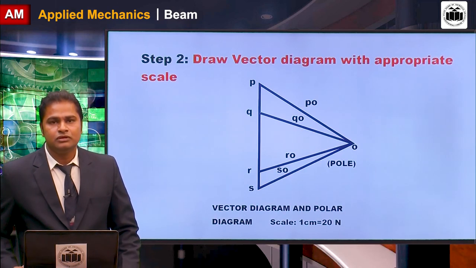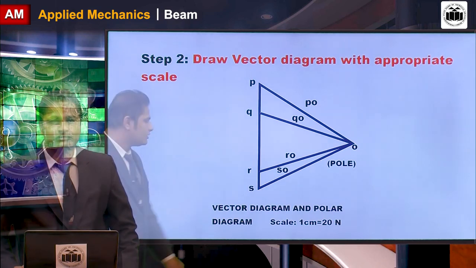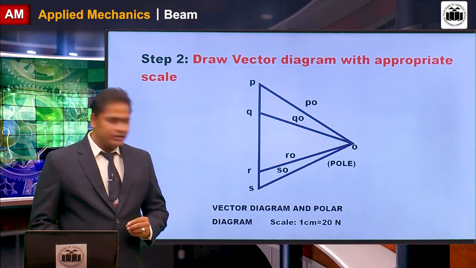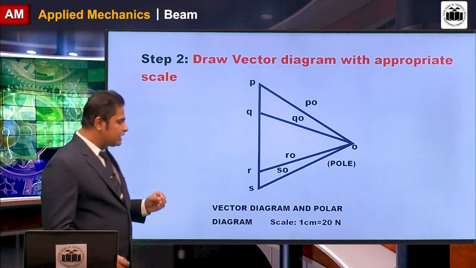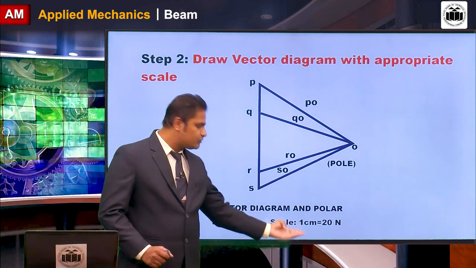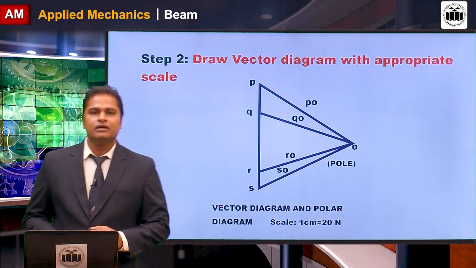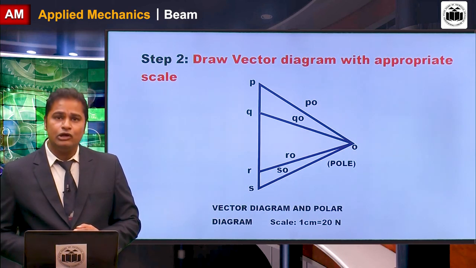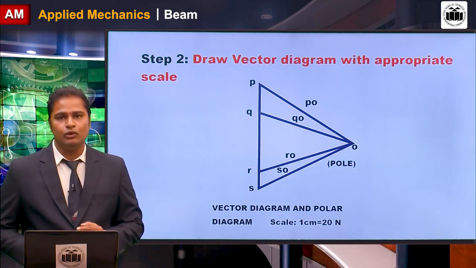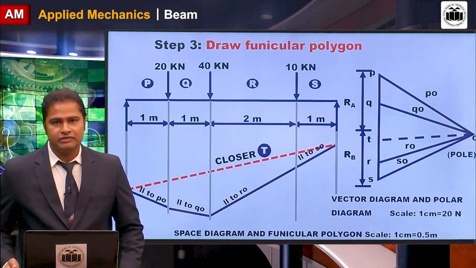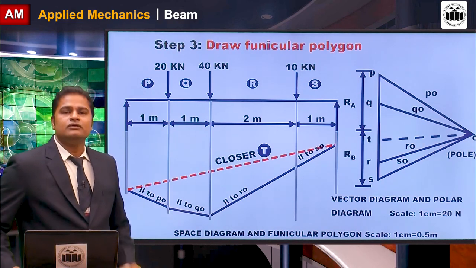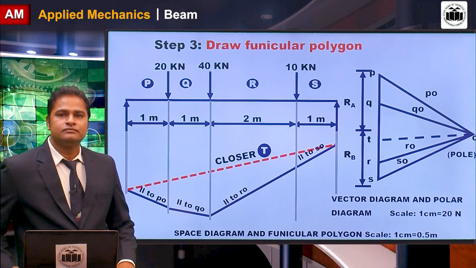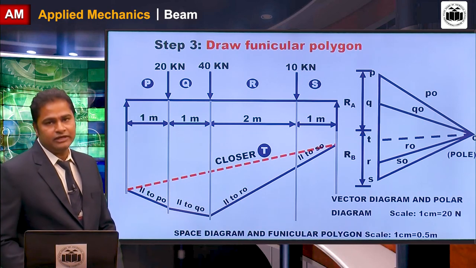Step 2. Draw the vector diagram with appropriate scale. For that vector diagram, please be careful about the scale. Is 1 centimeter equal to 20 Newton? It depends upon the higher and lower intensities of load. Step 3. Draw the funicular polygon with the help of the vector diagram.